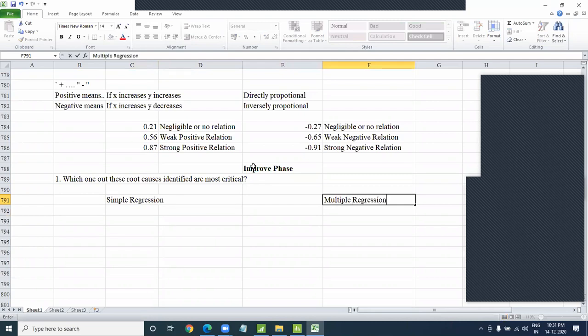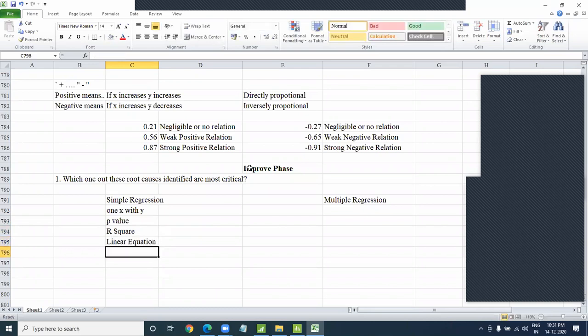So simple regression, we do one x with y at a time. We get a p-value for every test that we do. We get R square, and we get a linear equation. So these are different outputs of your simple regression.